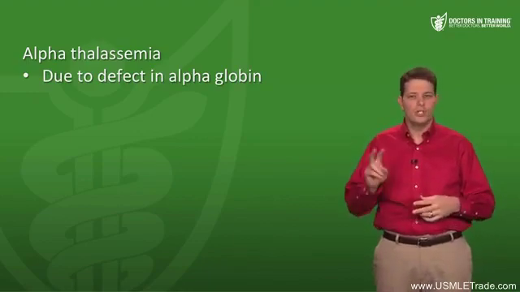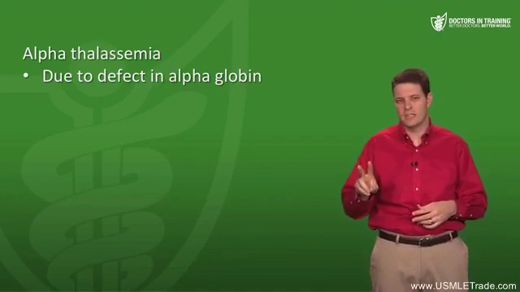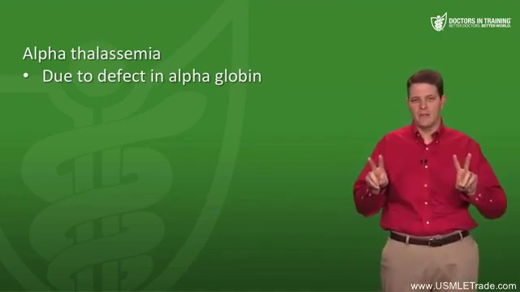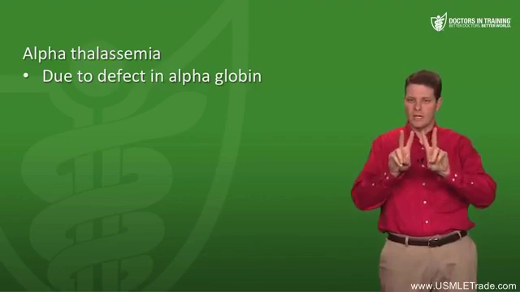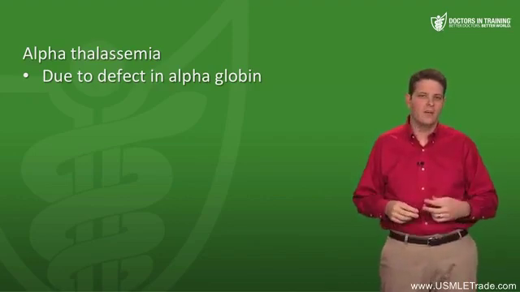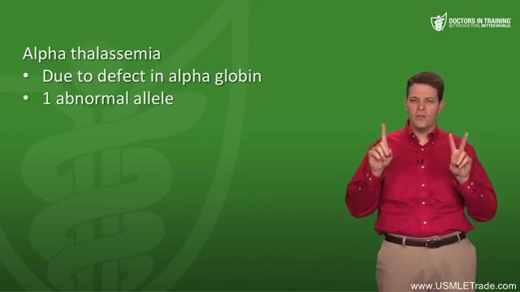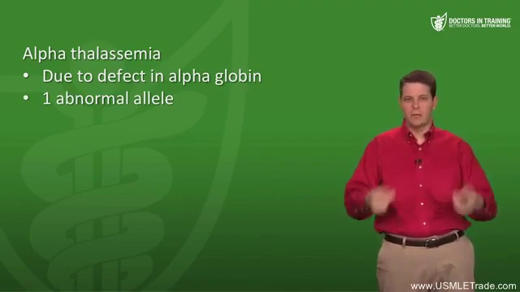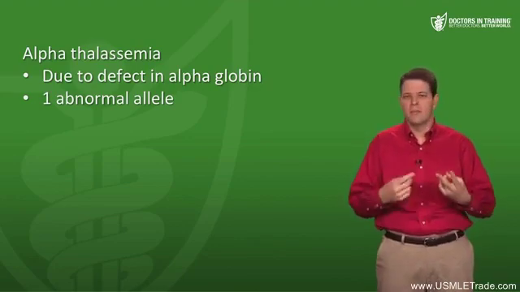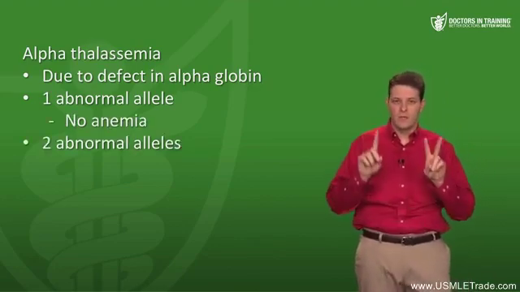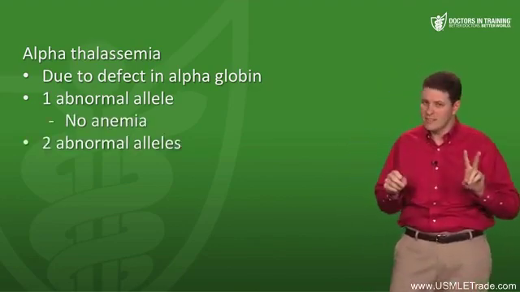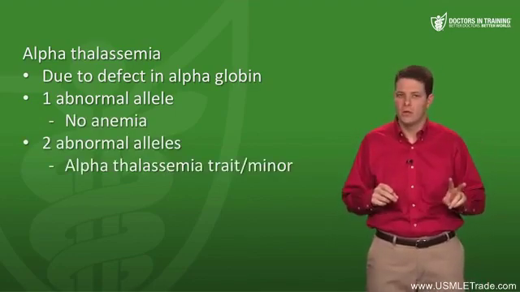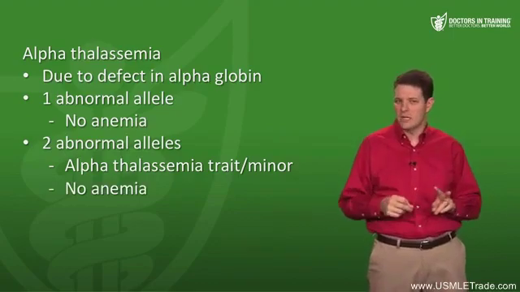So normally you have 2 alpha globin alleles on chromosome 16, and you get 1 copy of chromosome 16 from mom and 1 copy from dad. So that's a total of 4 alpha globin alleles. Now, if you have a deletion or mutation in one of those alleles, that's pretty mild. And the other alpha alleles can still make plenty of alpha globin, so you have plenty of hemoglobin and no anemia. Now, if you have 2 mutated alleles, that's still pretty mild, and we call that alpha thal trait or alpha thal minor. And in general, that's not associated with any anemia either.